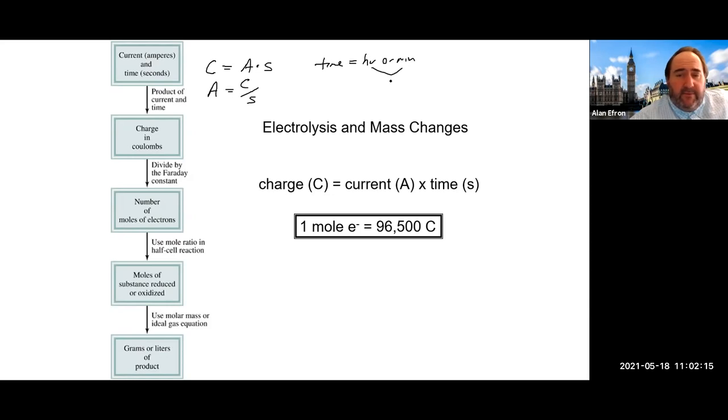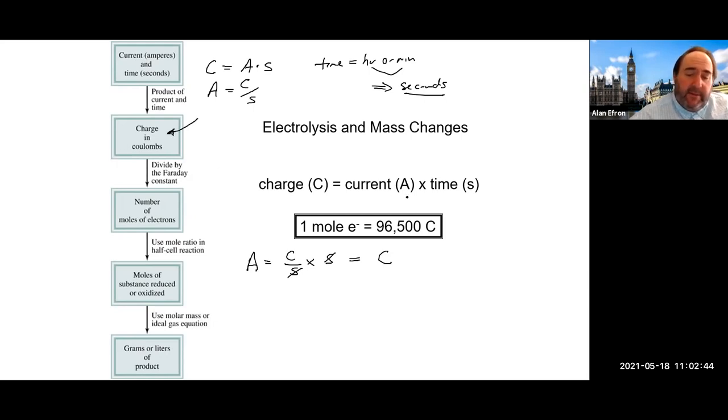If it's in hours or minutes, you do want to make sure that you get your time into seconds, because pretty much the first part of this calculation is to take the amperage that you ran the cell for, which is coulombs per second, and you want to multiply it by how long you ran the cell for. The seconds will cancel, and you'll end up with coulombs at that point. You'll end up with the charge in coulombs.